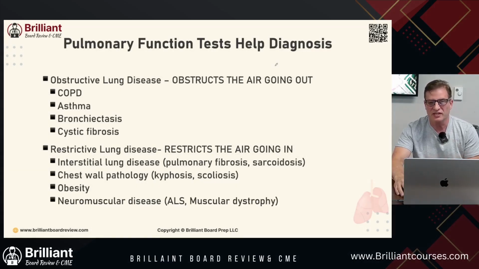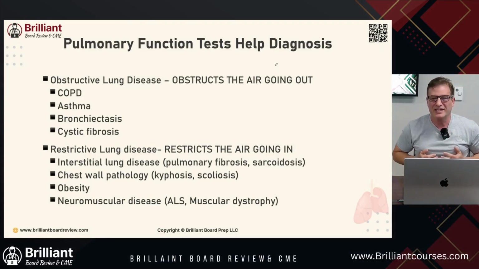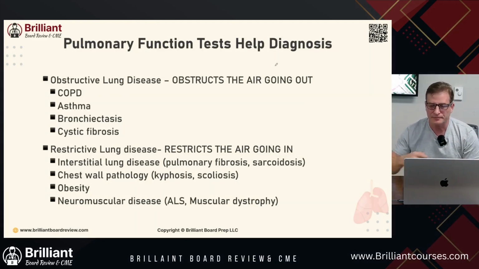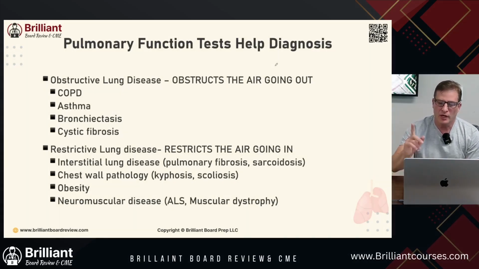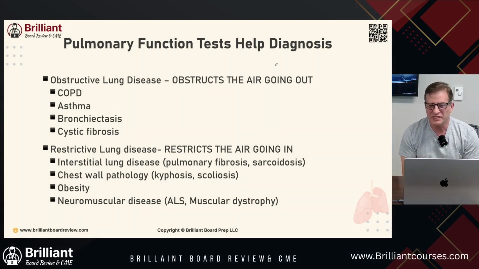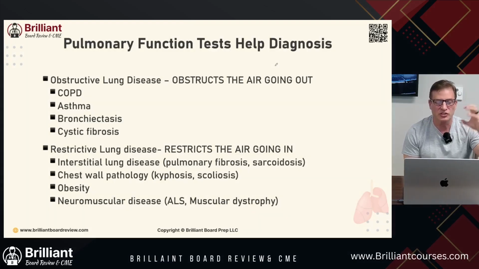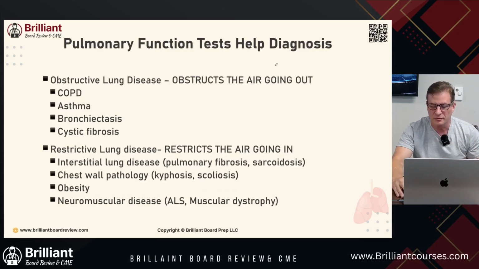Neuromuscular diseases such as ALS and muscular dystrophy don't have the strength, because we have to get that negative pressure to get the air in. So I want you to remember, extrinsic is outside the lungs. Intrinsic is the lung's fault. So when we're talking about pulmonary disease, if we say intrinsic, think about the lung problem. Extrinsic, we're thinking about outside the lungs.